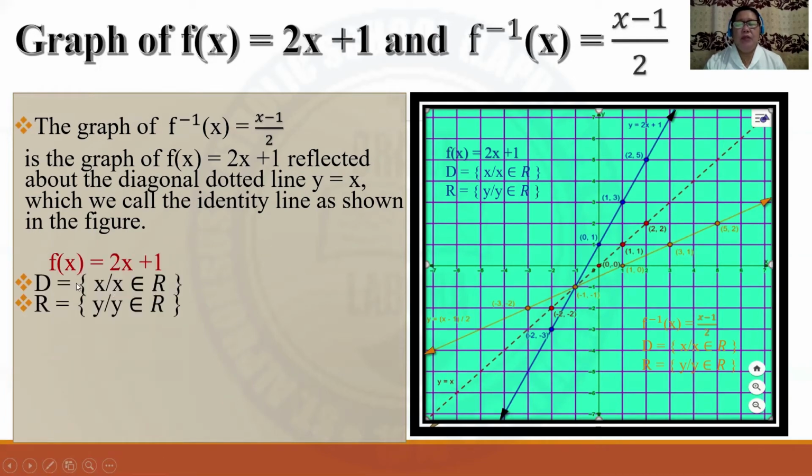And then if you would like to identify the domain and the range, you don't have to solve for the values of the domain and the range.